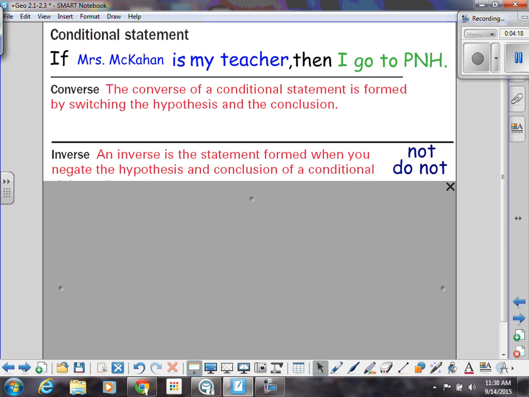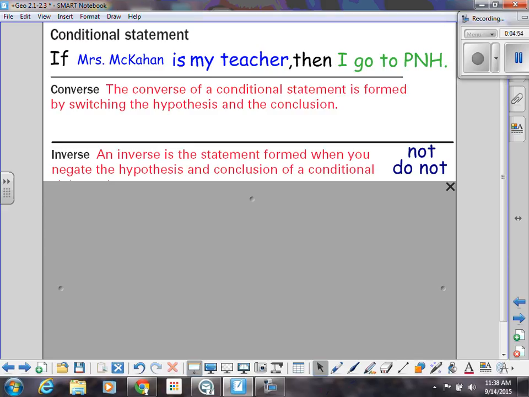All right, moving on. So I'm going to have four more kinds of statements on this slide, and we're going to use this original one. My original conditional statement is, if Mrs. McCahan is my teacher, then I go to P&H. Let's assume that I'm the only Mrs. McCahan out there, that there's no other Mrs. McCahan teaching anywhere else. And let's also assume that I don't teach anywhere else, because I don't. Like I don't teach at college or something. So for this particular conditional statement, that's true.